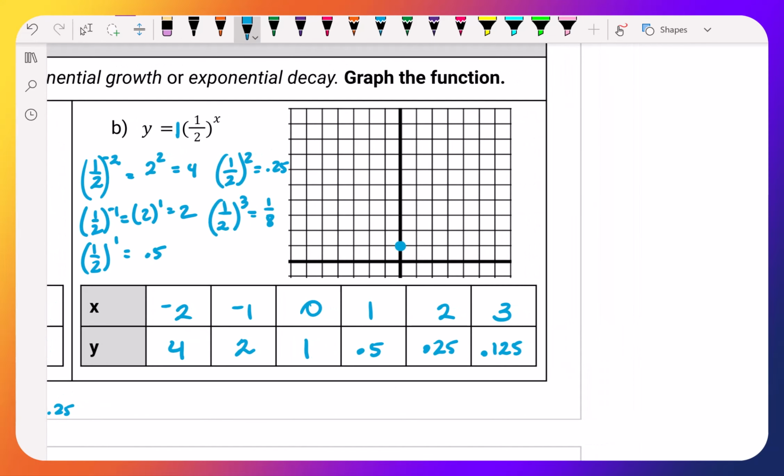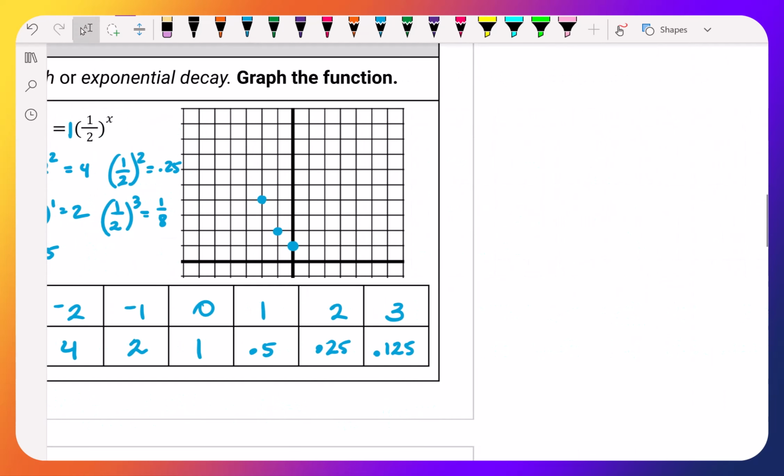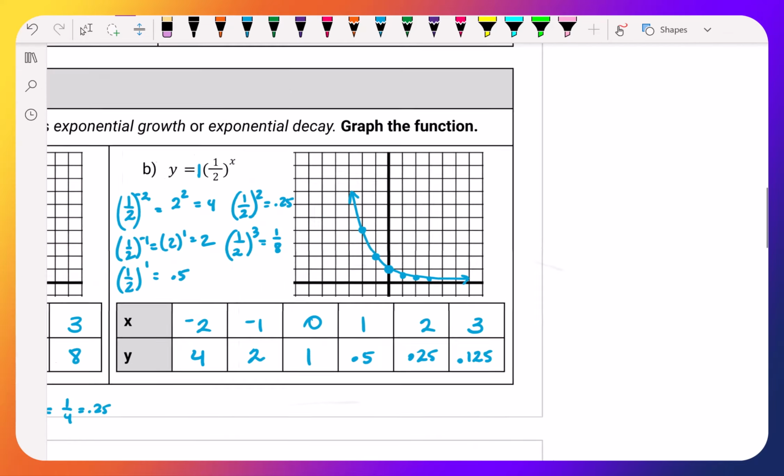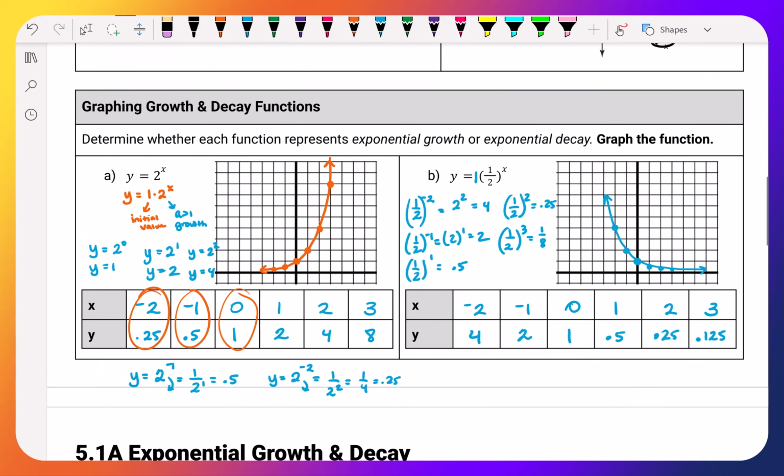Okay, so let's go backwards. Negative 2, 4. Negative 1, 2. And you see, it's kind of opposite of what we had over here with our growth. But we're going to get small. Oh, just barely touch it. And you know it's going to get closer and closer, but it doesn't touch it. It's so hard to draw that free-handed, but on Desmos you can just zoom in on the section, and it will never ever touch the x-axis. So it's kind of neat, but that's how you graph them by hand.